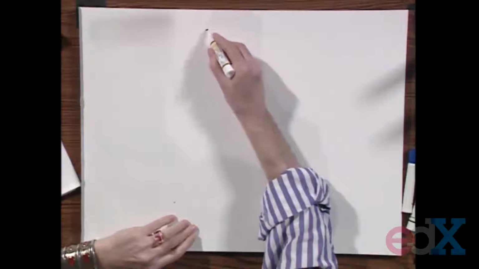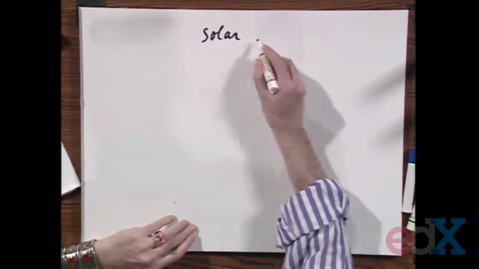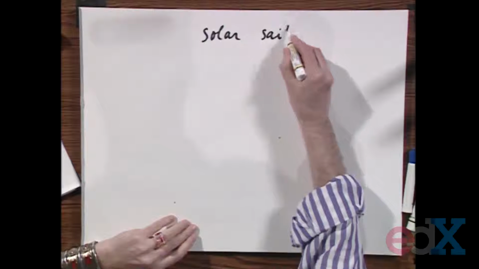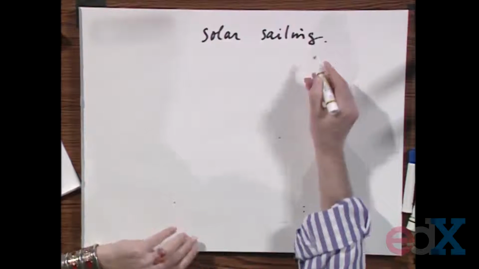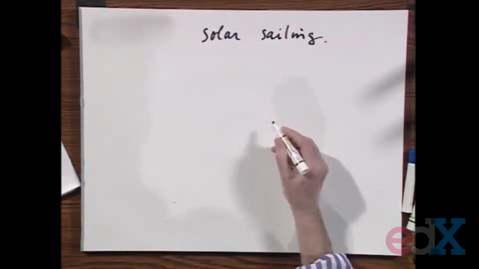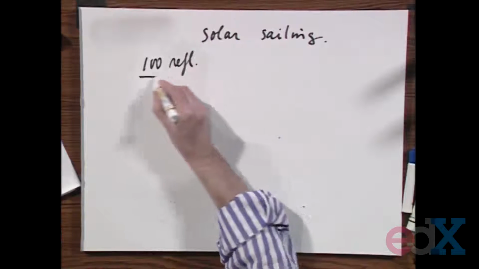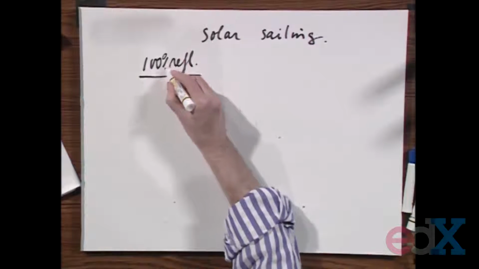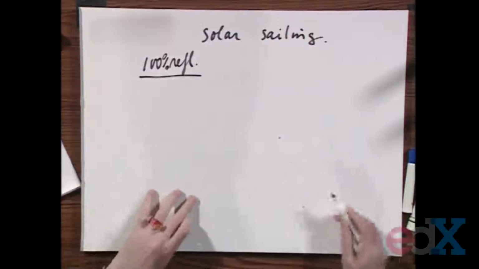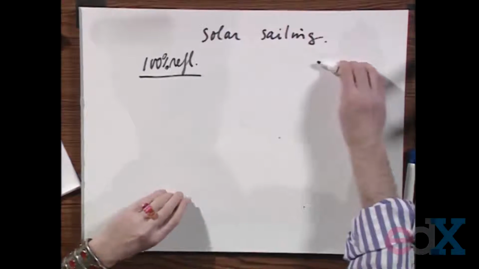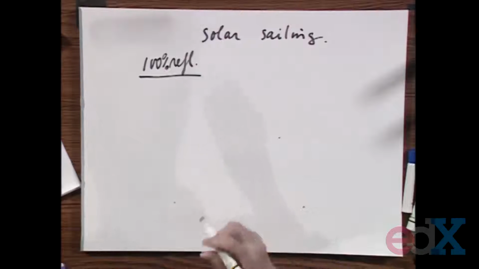And now we're going to do some science fiction. We're going to do solar sailing. We use a 100% reflecting sail, 100%, because we want twice the momentum that we would have with full absorption.